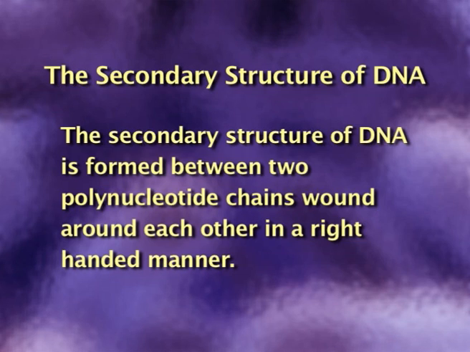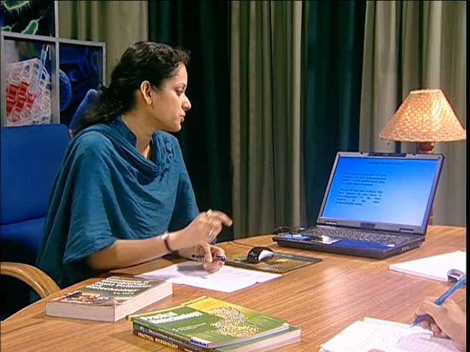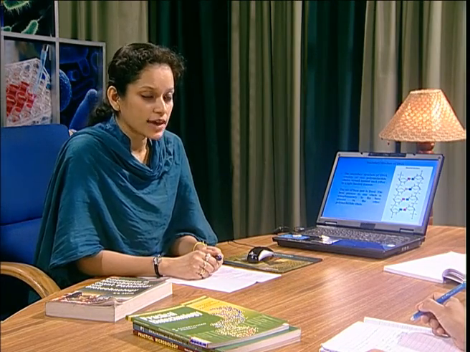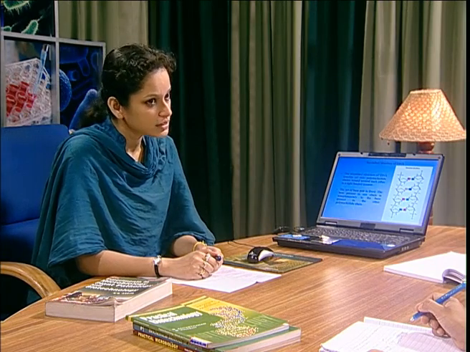Now, these 2 polynucleotide chains are wound around each other in a right-handed manner. The 2 polynucleotide chains are anti-parallel in directionality. That is, the 2 chains face opposite to each other. The bases in the 2 chains are complementary to each other. Now, the question comes in, why are the 2 chains anti-parallel in nature? It is a direct consequence of stereochemical result.